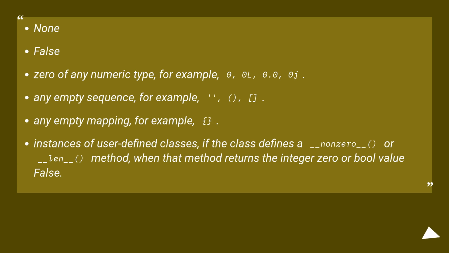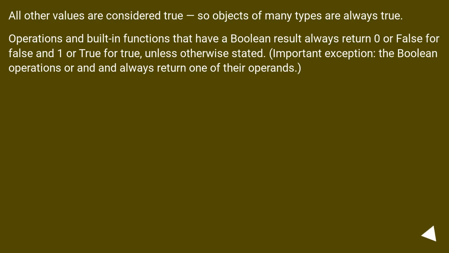Instances of user-defined classes, if the class defines a __nonzero__ or __len__ method, when that method returns the integer 0 or bool value False. All other values are considered true, so objects of many types are always true. Operations and built-in functions that have a Boolean result always return 0 or False for false and 1 or True for true, unless otherwise stated. Important exception: the Boolean operations or and and always return one of their operands.